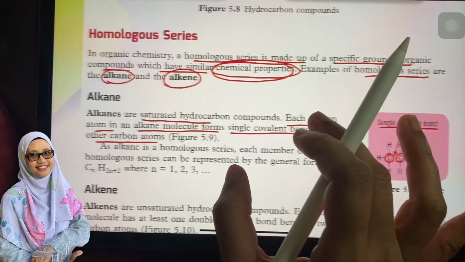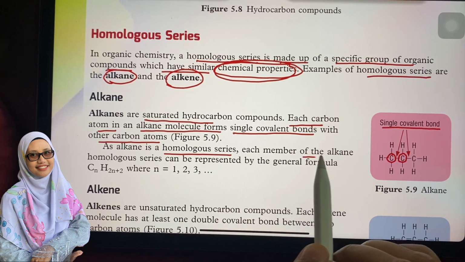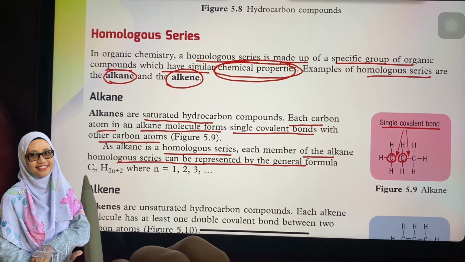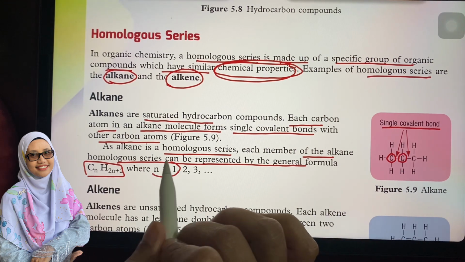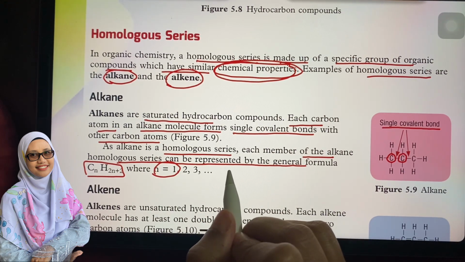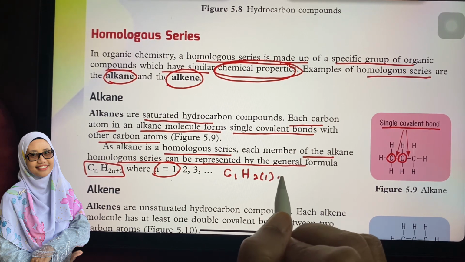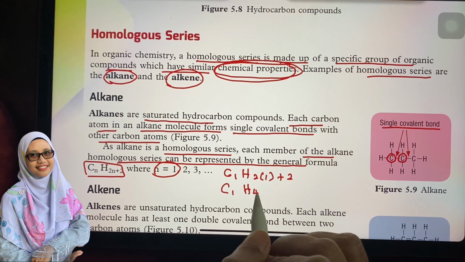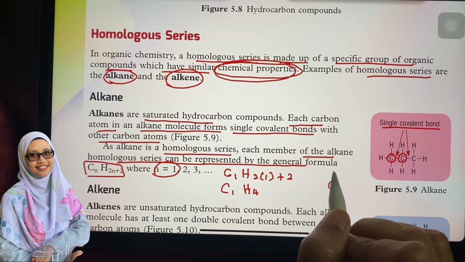Now, alkane is a homologous series. Each member of the alkane homologous series can be represented by the general formula CnH2n+2. I take an example where n is 1. So we have C1H(2×1+2), which means we have CH4. So if I write CH4, it will become like this.